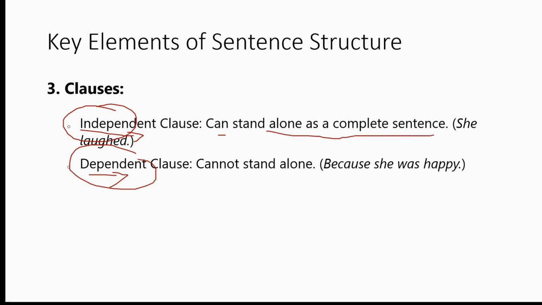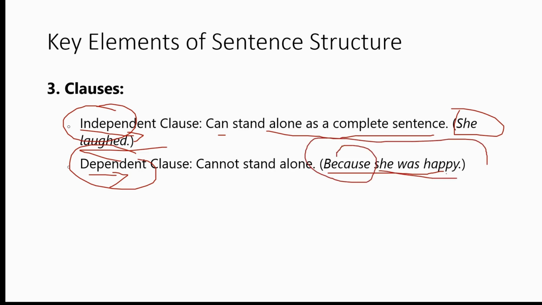So when we talk about an independent clause, we don't need to focus on any other thing or another part. We can understand the meaning completely. For example, when we say she laughed, it's clear: she laughed. So this is an independent clause. But "because she was happy" is telling the reason why she was laughing. So this is a dependent clause.